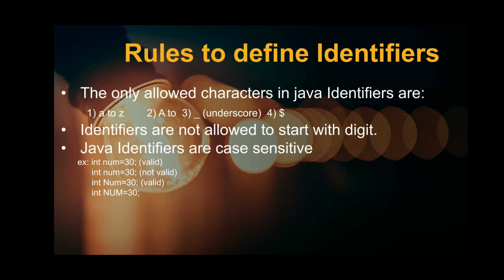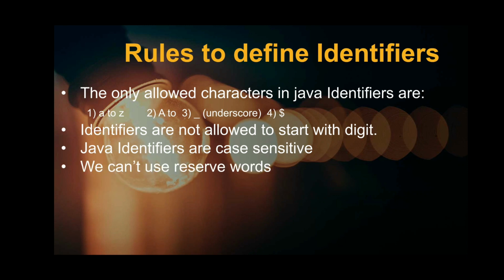Here all characters are capital letters, so you can differentiate with those cases. Some identifiers you can create with small letters, some with capital letters. All are valid. This is case sensitive, all are different. Next rule is we cannot use reserved words or keywords as identifiers.